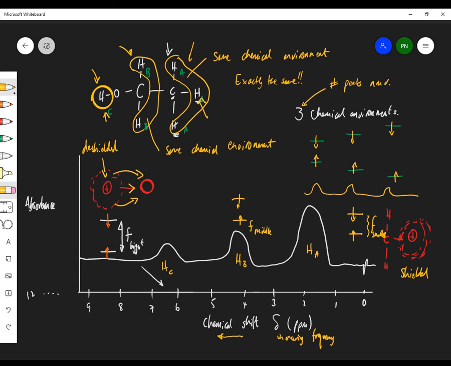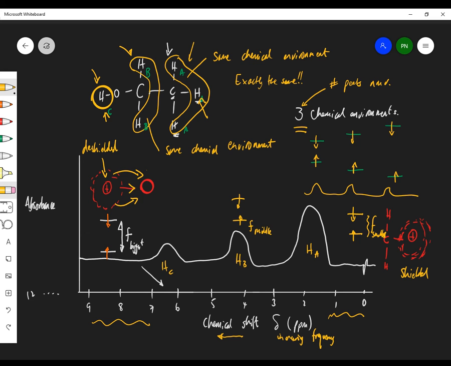Okay. So that's why you get three different peaks, okay, because of the different chemical environments and whether they are deshielded. If they're deshielded, they'll appear at a bigger number here. And if they're shielded, they'll appear at a smaller number down here. All right, so you get three peaks due to the three chemical environments.